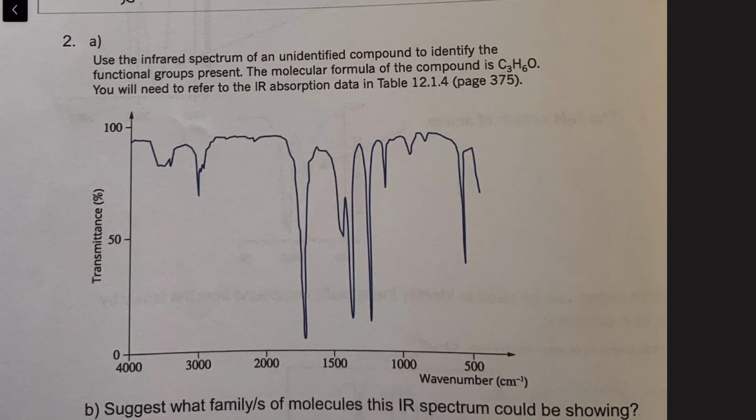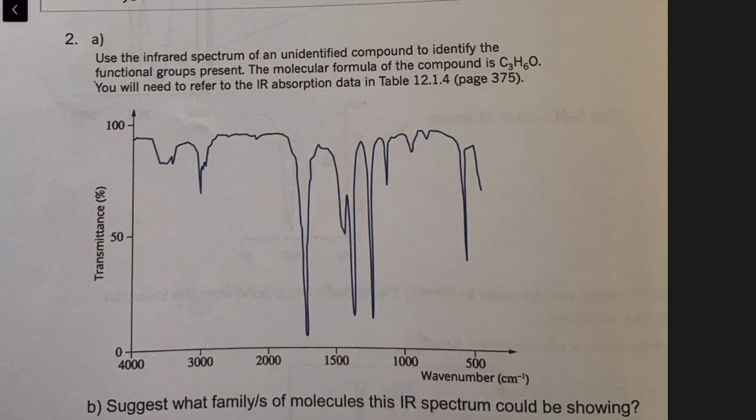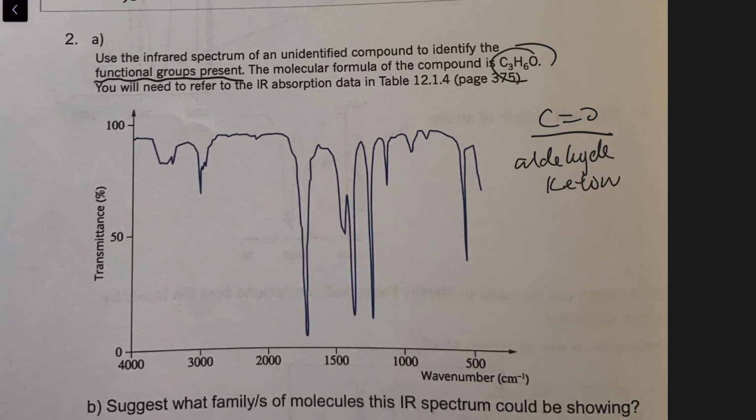So now let's have a look at the second question. You need to identify the functional group present. You don't need to name the molecule. And you know this molecule contains oxygen. So immediately you should think something like this: whether it's aldehyde or ketone. You don't need to name it, so this process may not be necessary, but you should be thinking of this in your head.